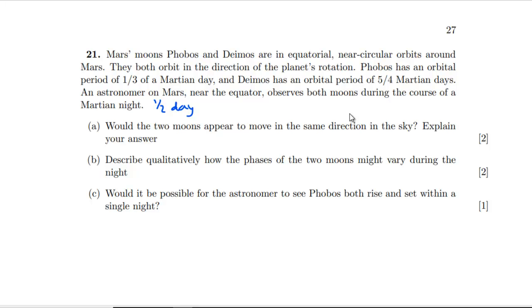So Phobos will go one way. If Mars is rotating that way, we'll see Phobos going off quicker and Deimos will be going backwards. It's just relative angular velocity. So no, they'll be moving in.